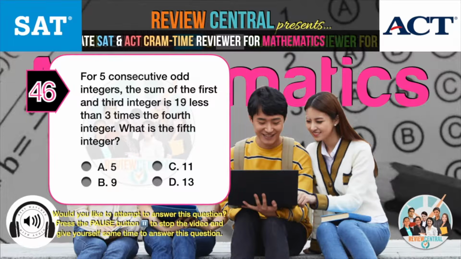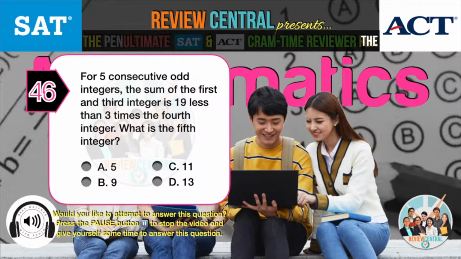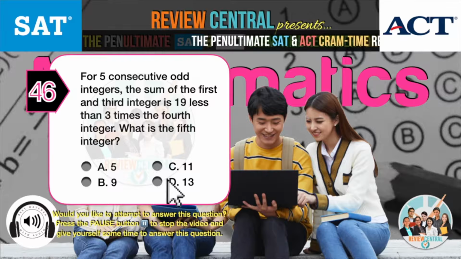Question number 46. For 5 consecutive odd integers, the sum of the first and third integer is 19 less than 3 times the fourth integer. What is the fifth integer? A. 5. B. 9. C. 11. D. 13. The correct answer is D.